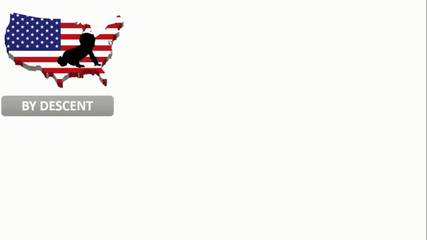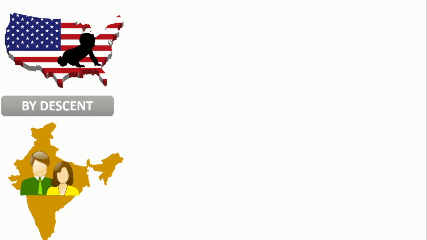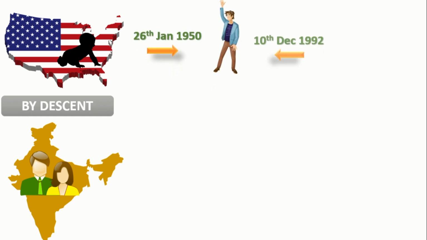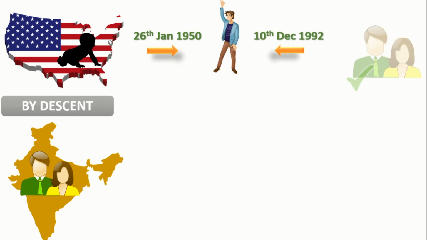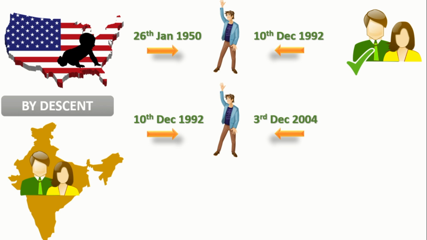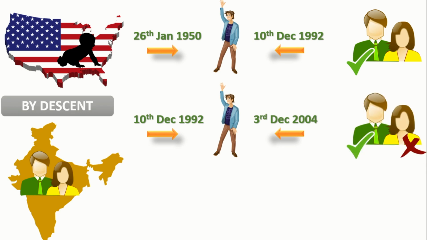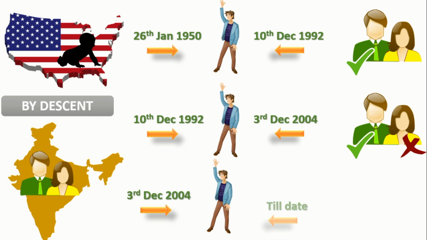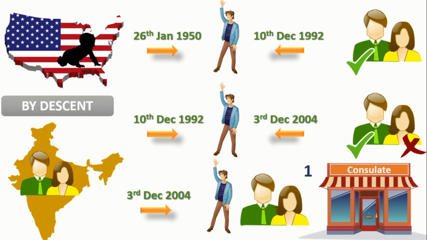Second way of acquiring citizenship is by descent. It gives citizenship to those who are born outside India but whose parents are citizens of India. So in this category, 3 conditions are mentioned. If the person was born after 26 January 1950 but before 10 December 1992, then his father must be a citizen of India. If the person was born after 10 December 1992 but before 3rd December 2004, then either of his parents must be a citizen of India. And if the person was born after 3rd December 2004, then parents have to register the child within 1 year of the birth at the Indian consulate or embassy of that country.